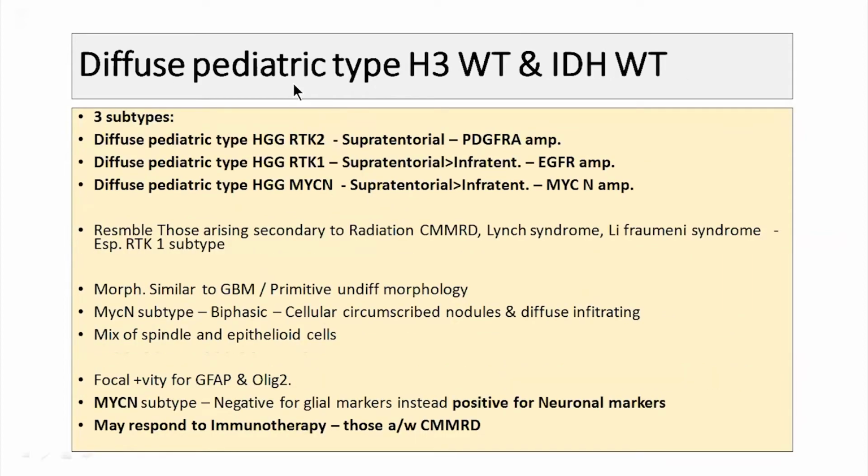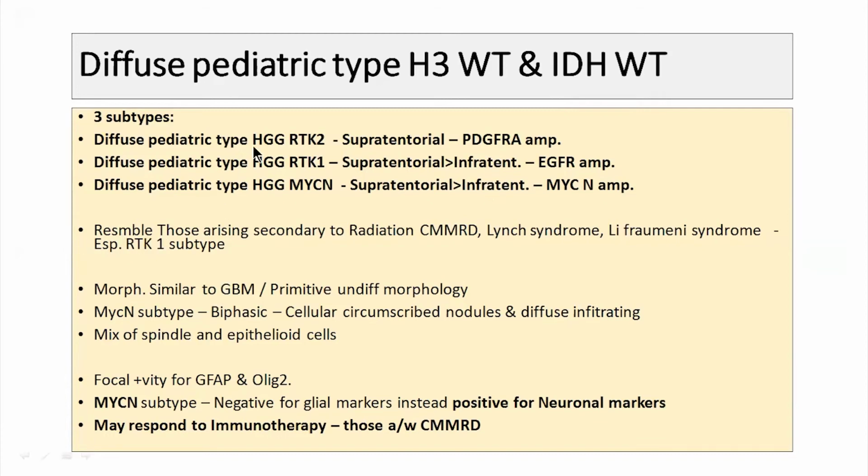Then the second last entity in diffuse pediatric high-grade gliomas is H3 wild type and IDH wild type. Here there are three subtypes. There can be mutation in receptor tyrosine kinase, and there is some correlation with location also. Those which are RTK2 type are supratentorial and they show PDGFRA amplification. RTK1 type show EGFR amplification. They are all more common in supratentorial location, but they are not exclusively found there; they can be seen in infratentorial location as well, but less commonly.